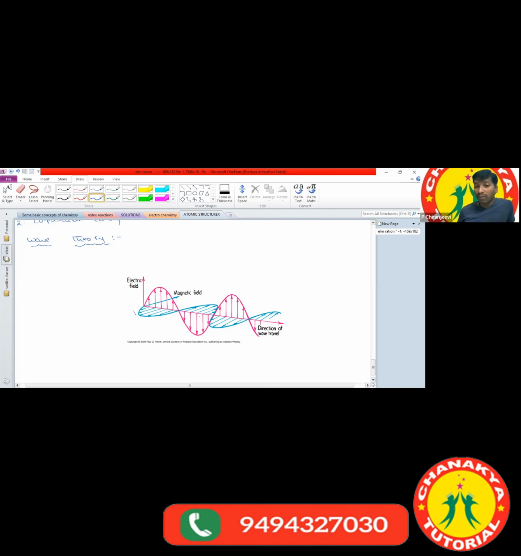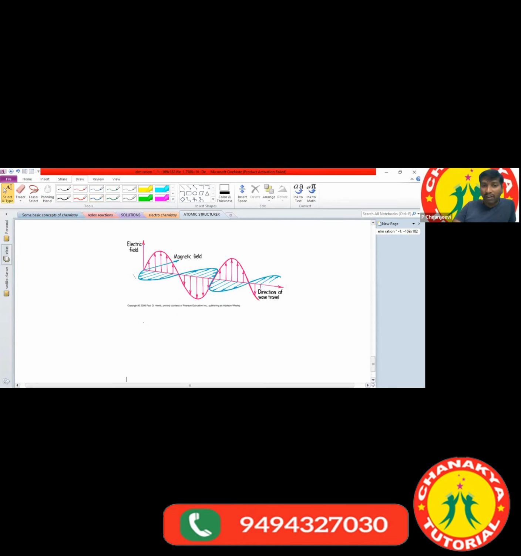Based on that, we have some terms. The first one is wavelength. What is meant by the wavelength? Wavelength can be represented with lambda.